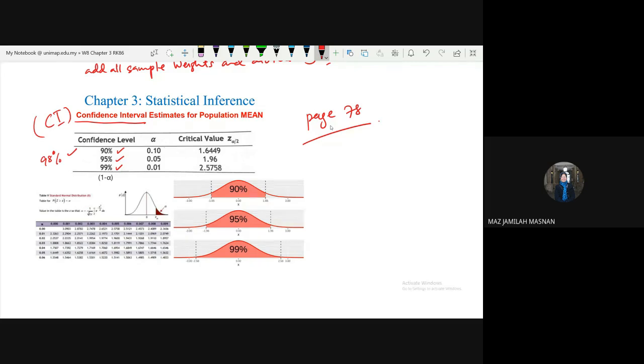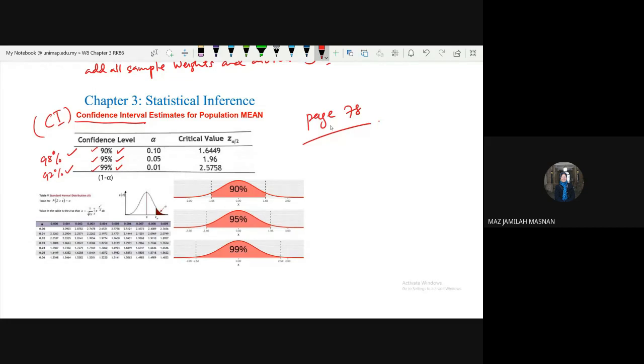Can we find a confidence interval for 92%? Can. Okay, but most of the time, researchers will use these three confidence levels. So what about this confidence level that creates your confidence interval? Now, when we say confidence level, there will be some level of error.